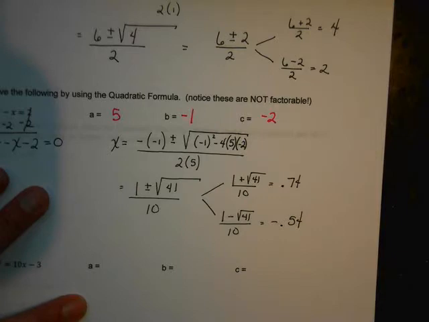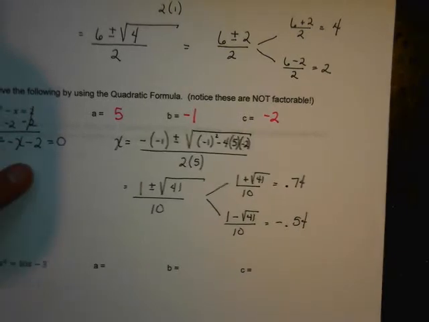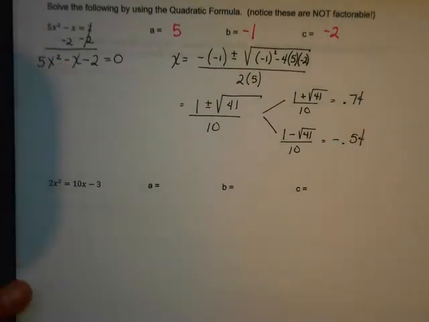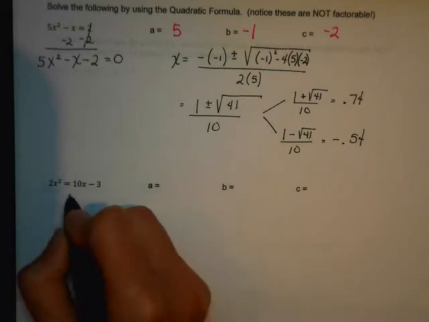All right, let's try another one. You ready? So the first thing we're going to do is we're going to get one side equal to 0. So I'm just going to subtract 10x and add 3 to both sides.